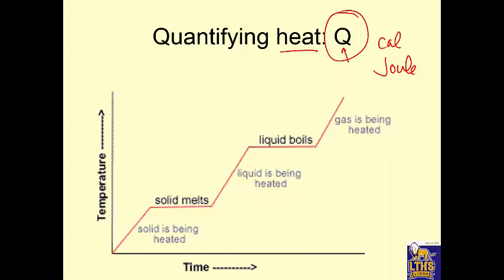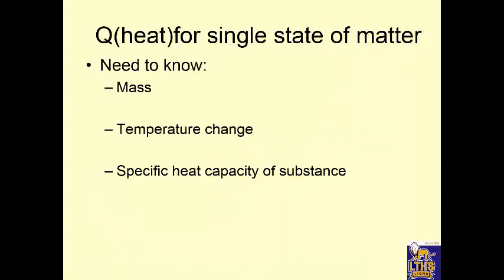Okay. So there's 5 things going on here, but in these 3 sections, the heat is being used to change the temperature of the substance and give it more kinetic energy. So if we want to know how to find the heat during a single state of matter, we're going to need to know the mass of the substance. So mass, symbol M, measured in grams.